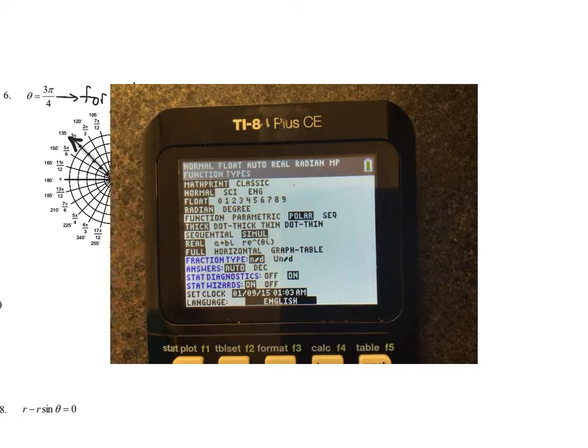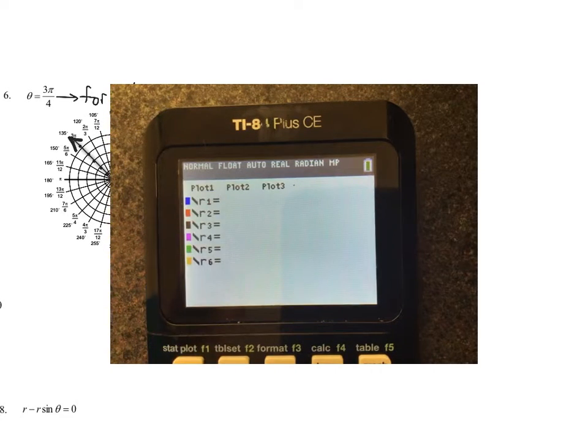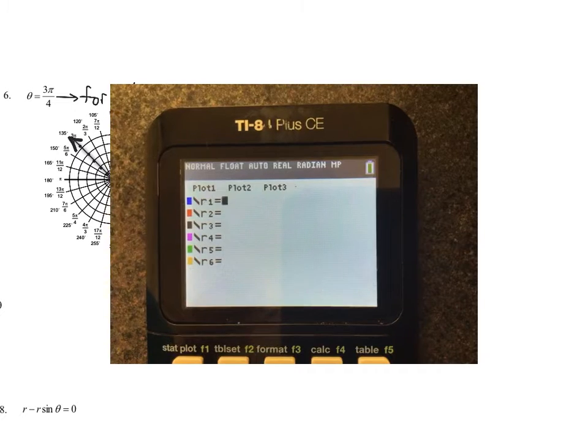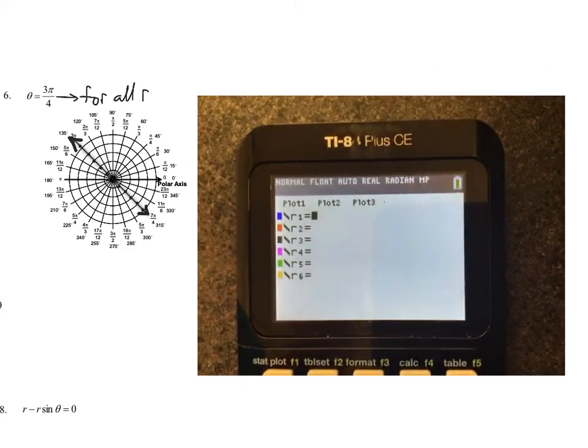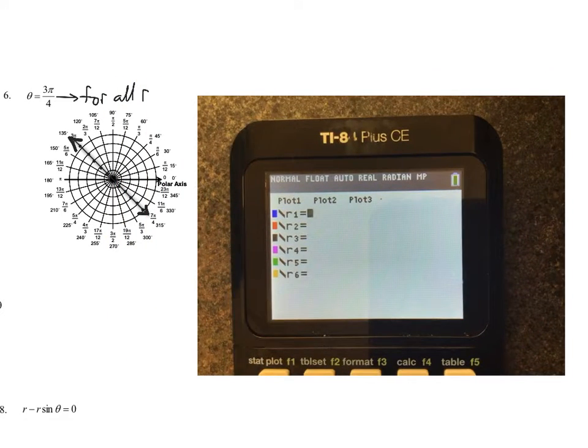Hit enter on polar. Now go back into y equals. It's not y equals anymore, it's r equals. Move that over a smidge. All right, the first graph that we were looking at was r equals 3.